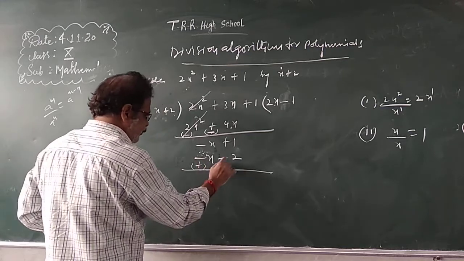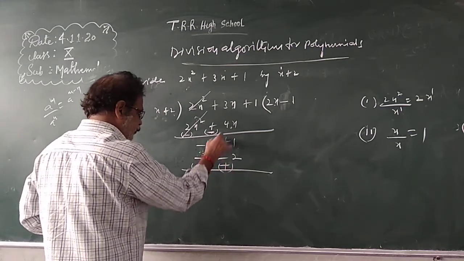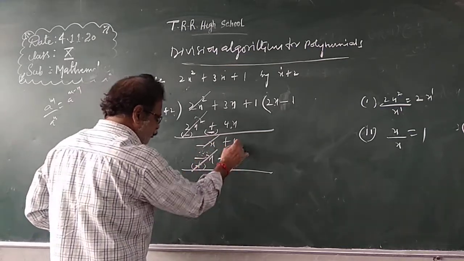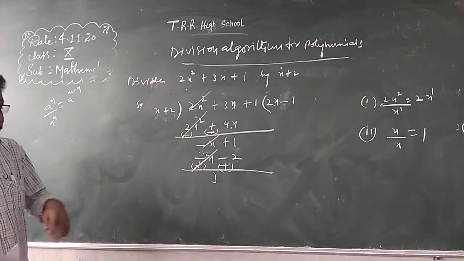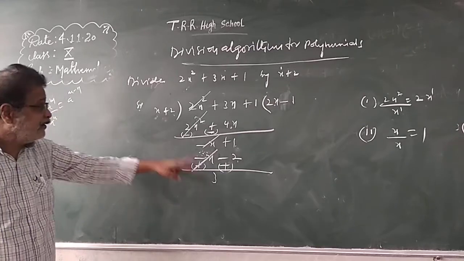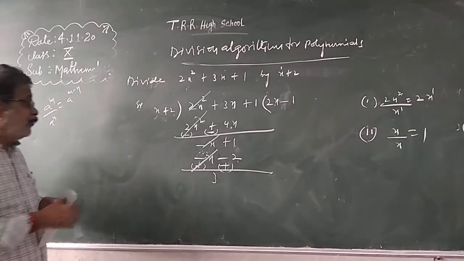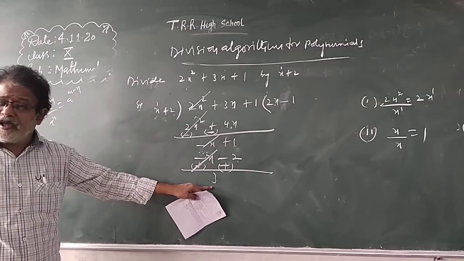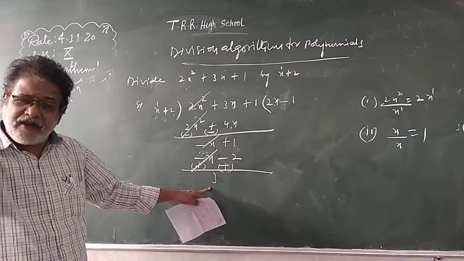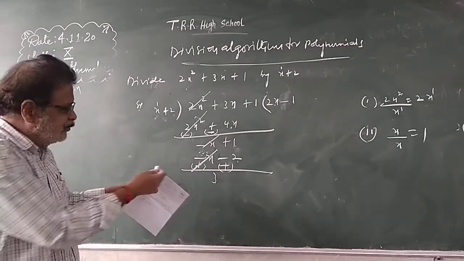So, plus, minus x, plus x. Plus 2, plus 1, 3. This division process will continue till the degree of the remainder is less than the degree of the divisor. What is the degree of the divisor? 1. What is the remainder? 3. The degree of any constant term is 0. Now you can stop the division.